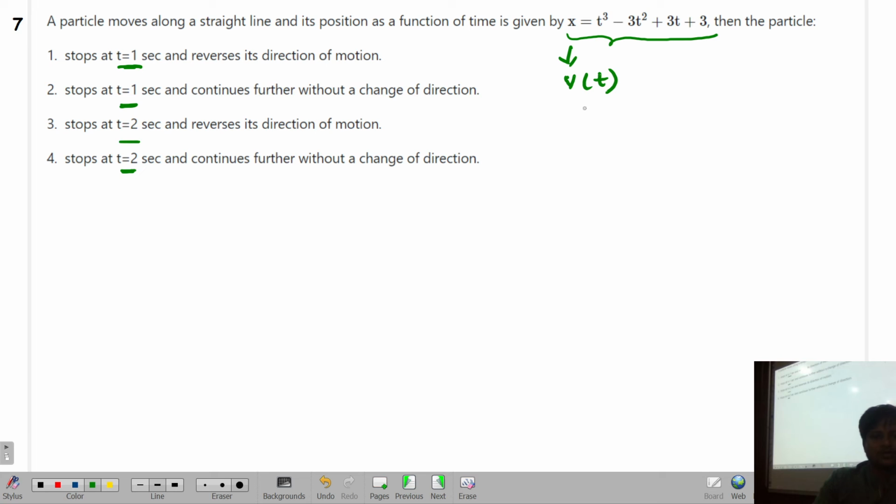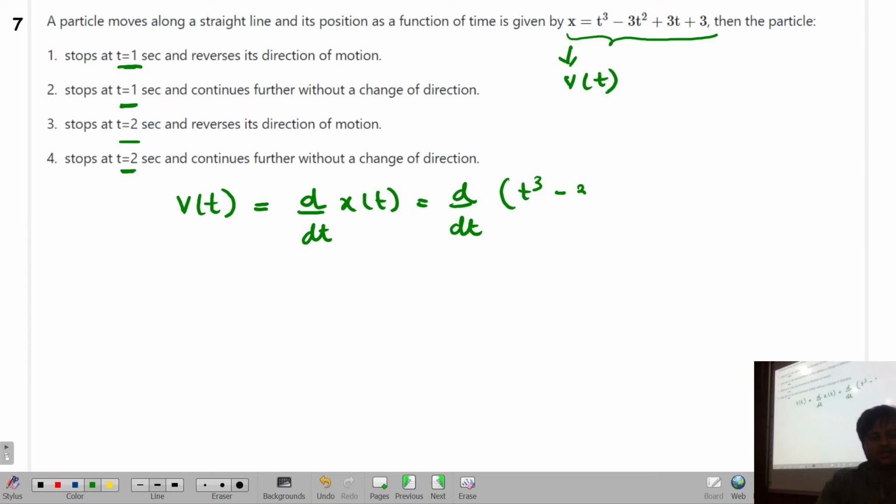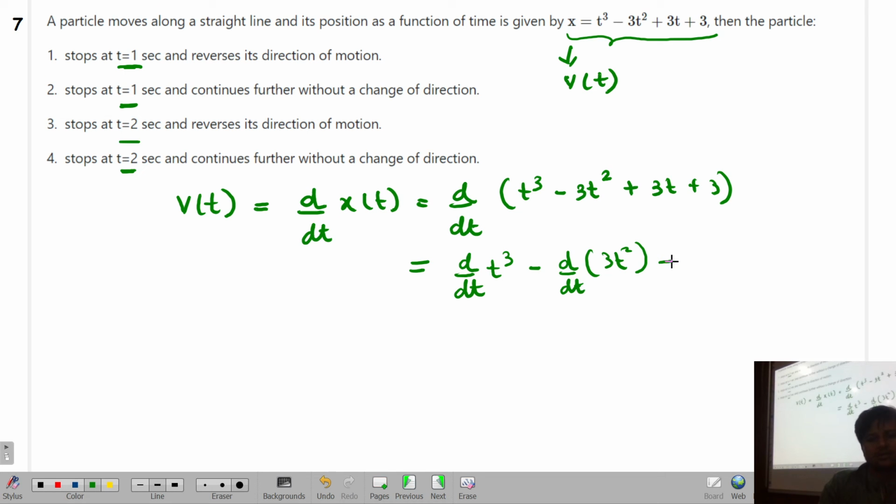Okay. So you calculate the velocity first. So what will that be? Velocity of t will be equal to d by dt of x of t. And that will be what? d by dt of t cube minus 3t square plus 3t plus 3. This is going to be equal to d by dt of t cube minus d by dt of 3t square plus d by dt of 3t plus d by dt of 3.